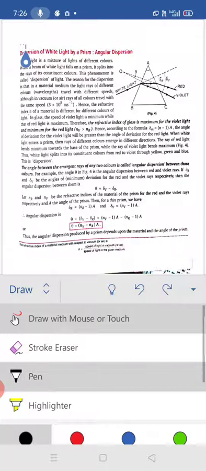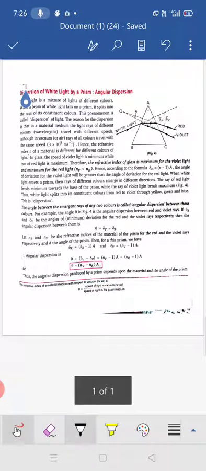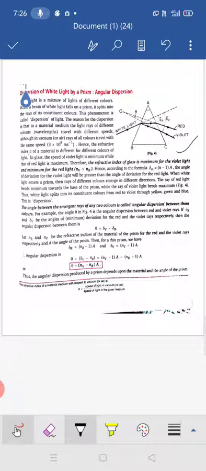As you can see over here, dispersion is a phenomenon in which the white light splits when it passes through the prism, splits into its constituent colors. So in the picture you can see we have chosen only the extreme colors, that is violet and red. As it splits into VIBGYOR, you can see the violet color deviates the most compared to the red color. Red color deviates the least.